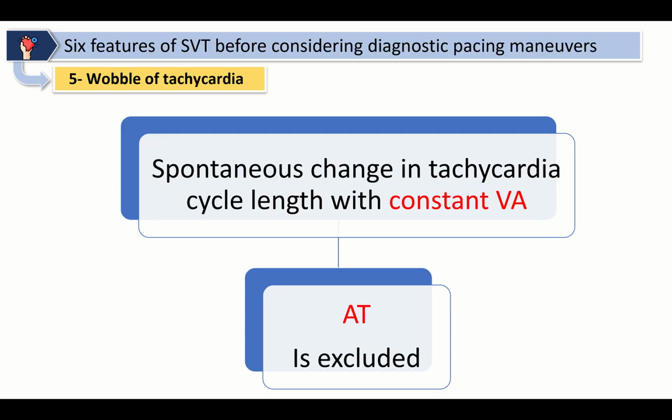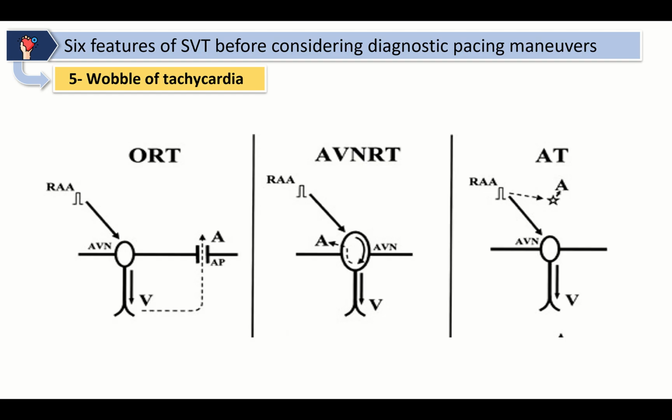An amazing golden rule: if we have spontaneous change in tachycardia cycle length with a fixed VA interval, atrial tachycardia is excluded 100%. Why? Let's get the concept. Because in the case of orthodromic accessory pathway, the impulse goes from atrium to ventricle through the AV node, with retrograde conduction through the accessory pathway. So the VA interval is fixed. In AVNRT, antegrade slow, retrograde fast pathway. So the VA time is fixed.